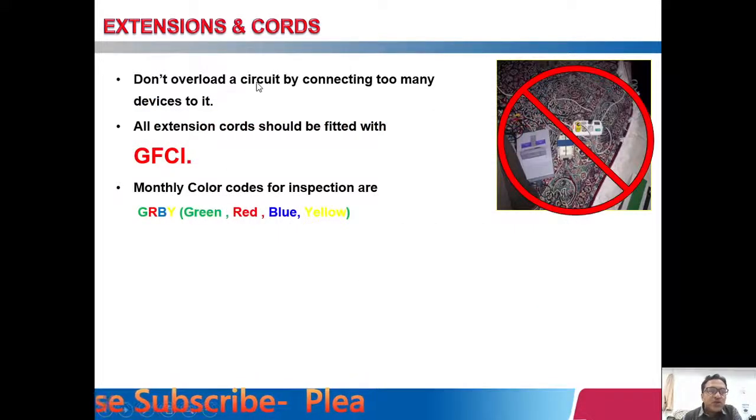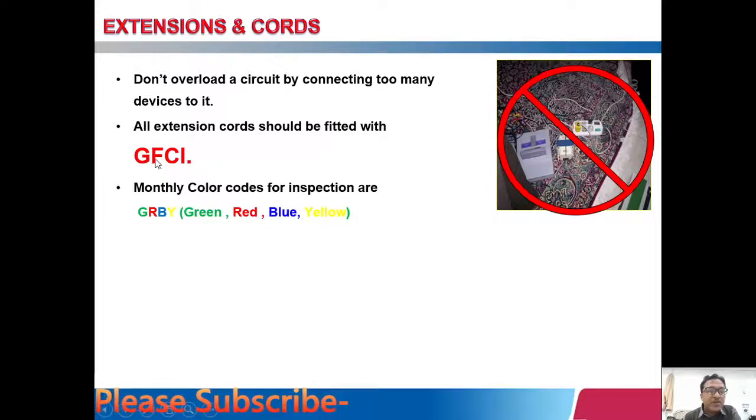With extensions and cords, do not overload a circuit by connecting too many devices. If you connect too many devices, what will happen? It will create a fire. So avoid these things. All extension cords should be fitted with GFCI. This is very important. You have to ask your authorized electrician, or if you are experienced, you can check that GFCIs are fitted in extensions, cords, or circuit breakers.